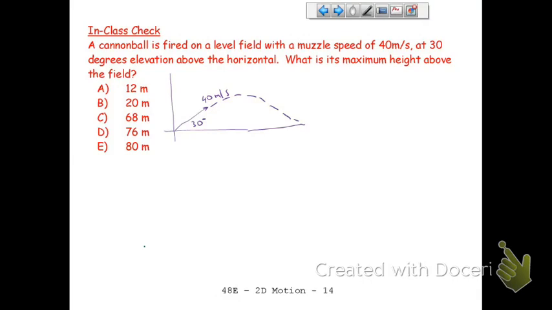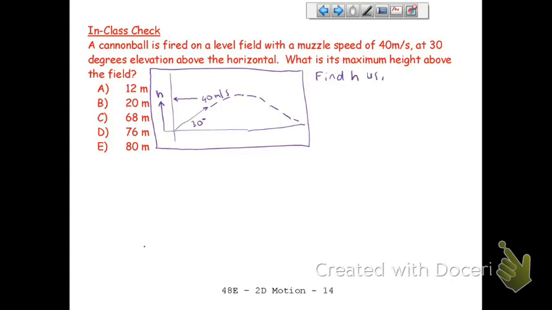What is its maximum height? Its maximum height is there, but again, I'm going to think in terms of H. I'm going to think in terms of that's what I want. Is that maximum height vertical information or horizontal information? It's vertical, isn't it? It's not saying where does the maximum height occur. It's saying what is the maximum height. Find H using vert inf.